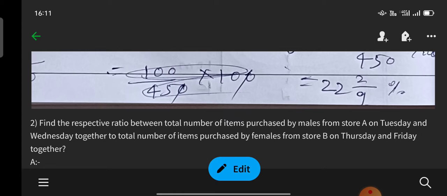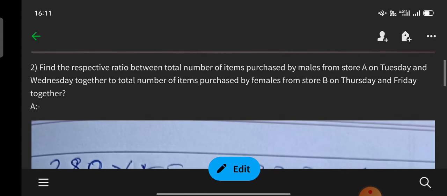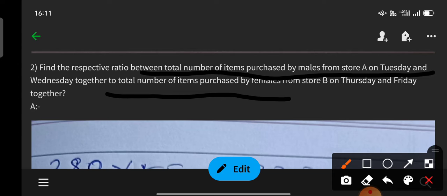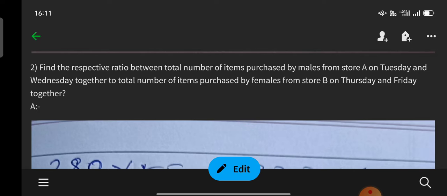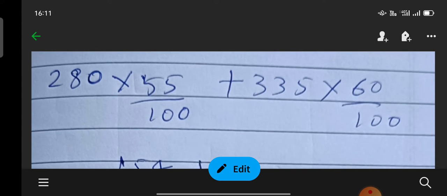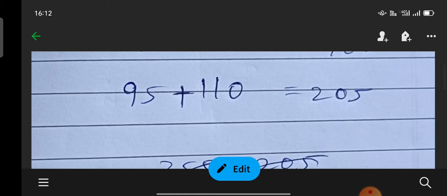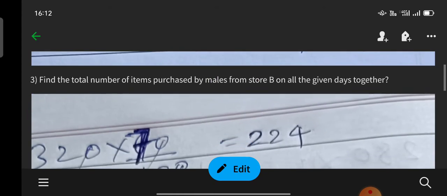For this 22 2 by 9 you have to be perfect about percentage to fractions and fractions to percentages for knowing this. And the second question is, find the respective ratio between the total number of items purchased by males from store A on Tuesday and Wednesday together to the total number of items purchased by females from store B on Thursday and Friday together. So 280 into 55 by 100 plus 335 into 60 by 100 equals 355. However they are given, you have to do all these calculations.